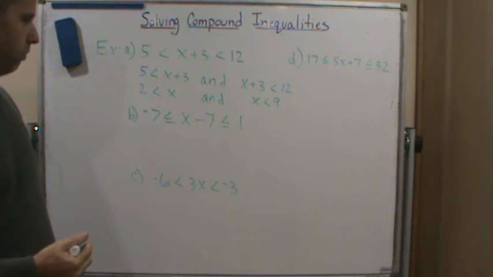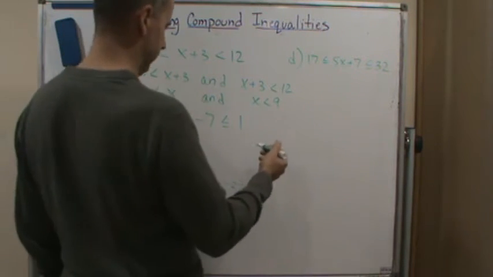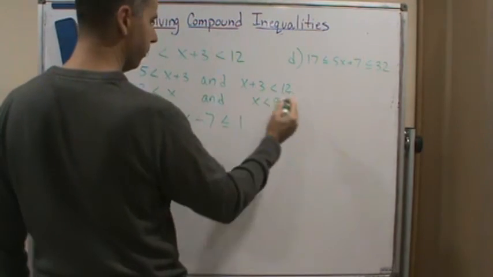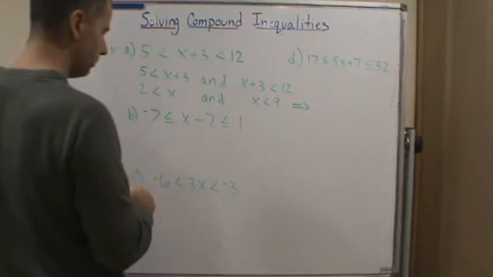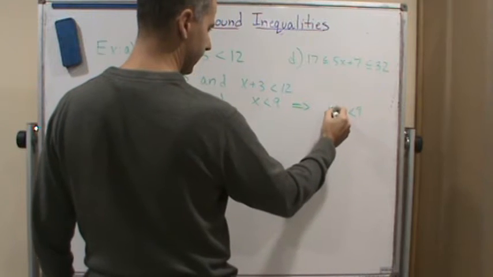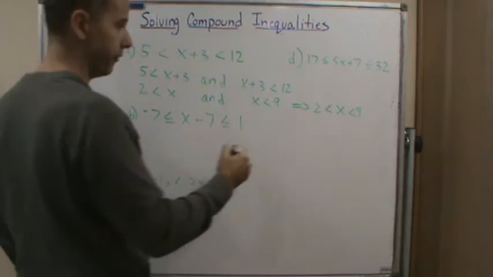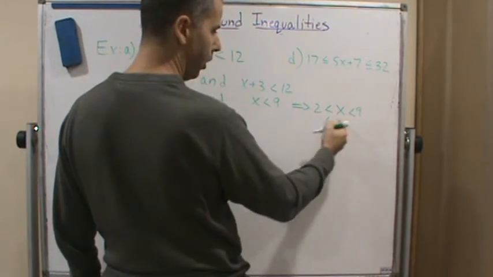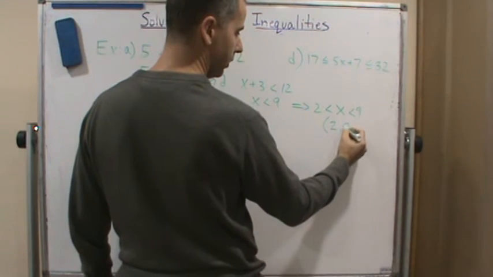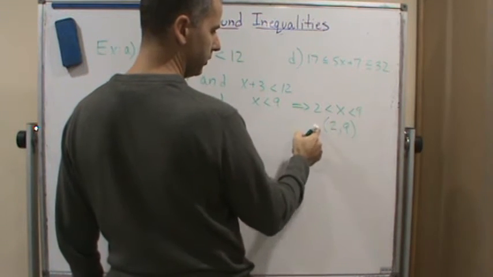Well, what does that mean? Well, let's write it this way. That means x is less than 9 and greater than 2, right? Or if we put it in interval notation, that means I want all values of x that are from 2 to 9, right? And I use parentheses because there's no equals, okay?